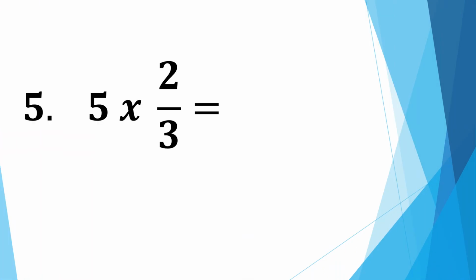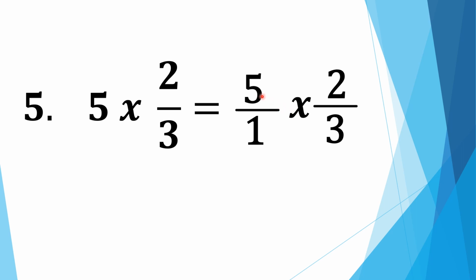Number 5. 5 times 2/3. 5 is a whole number. Let us express it as a fraction. Remember, the denominator of any whole number or integer is 1. So let us express 5 as a fraction. So that is 5/1 times 2/3. 5 times 2 is equal to 10. 1 times 3 is equal to 3.